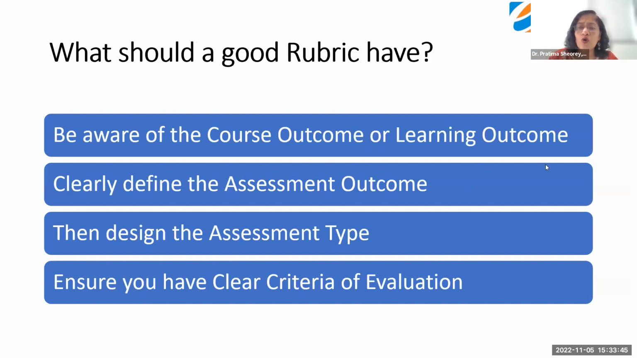So what should a good rubric have? Course outcome or learning outcome. Clearly define the assessment outcome. Then you design the assessment type and ensure that you have a clear criteria of evaluation. Not just "this will be good, that will be good." No, no, no. If this is good, good means 80% marks. If 80% marks, then good means these 7-8 points with this level of detail will be achieved. Okay.